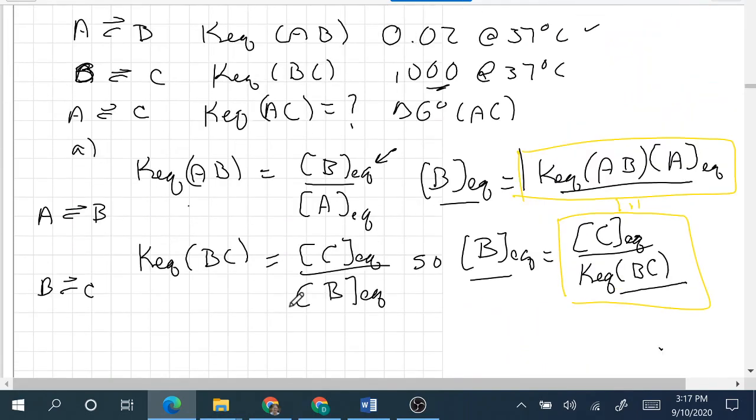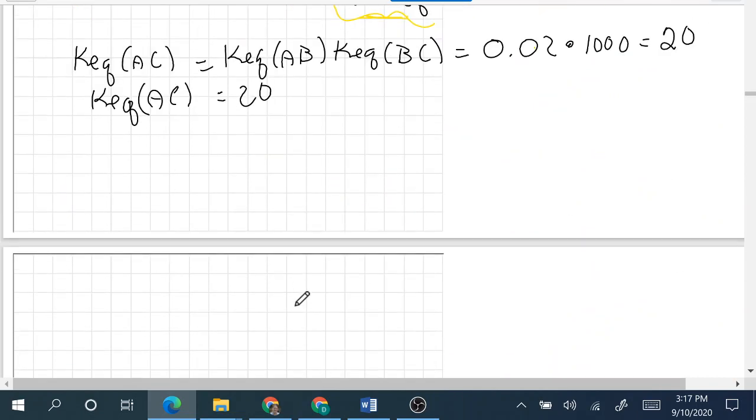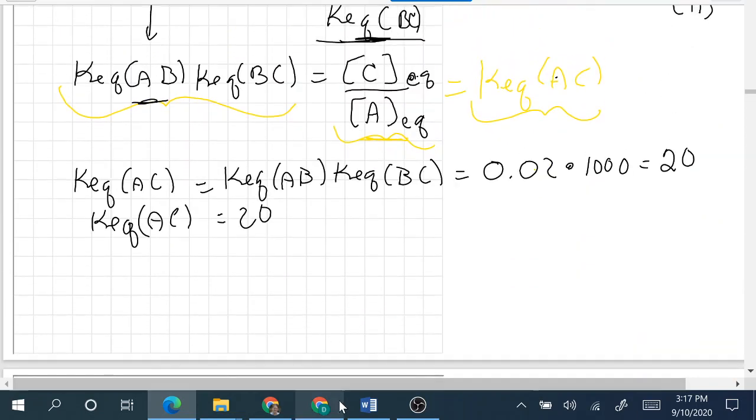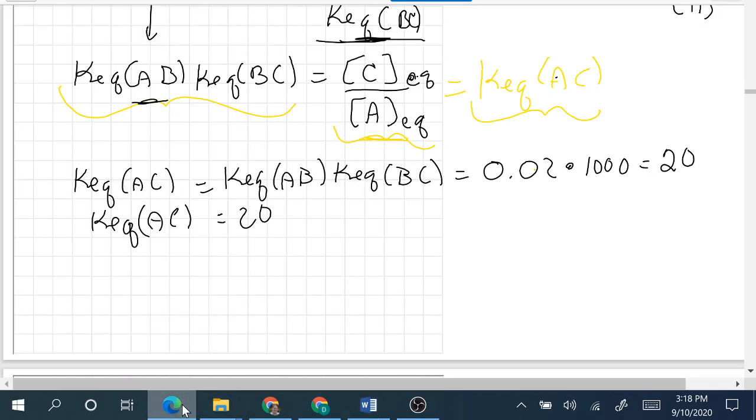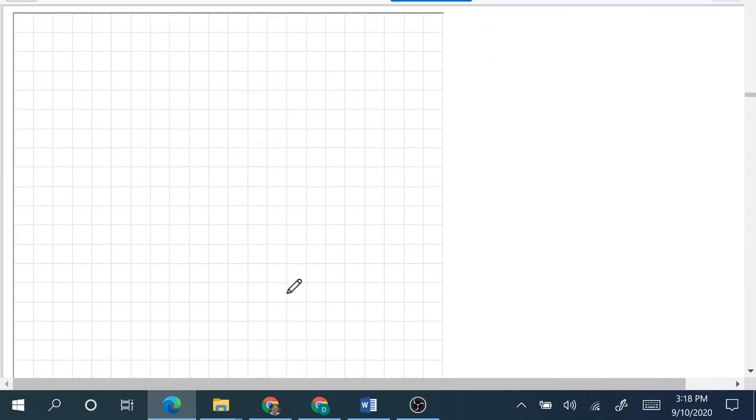It said, I can go back to the original problem here, probably easier. It said, determine KEQ AC, the equilibrium constant for the overall process A goes to C, from KEQ AB and KEQ BC. So now the next question says, determine standard free energy changes for all three processes. In other words, let's calculate delta G naught for all three processes, and use the delta G naught AC to determine KEQ AC, which we did in A, and compare those values. Okay? So the next question is part B.